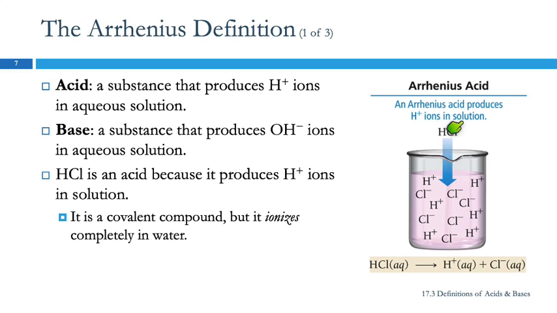So HCl in its pure form is a gas, but when we dissolve it in water, it ionizes and forms hydrogen ions and chloride ions. You put this in water, it forms hydrogen ions. Therefore, it is an acid. So HCl is a molecular compound. It's covalent. It's two nonmetals. This is not ionic. But when we put it into the water, it forms ions. It ionizes.